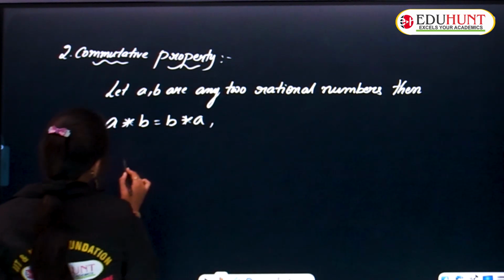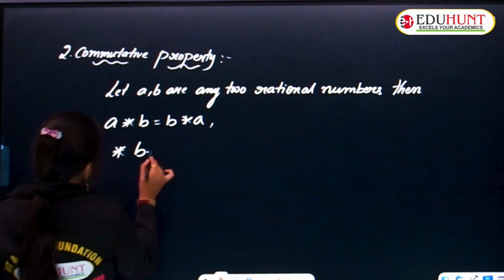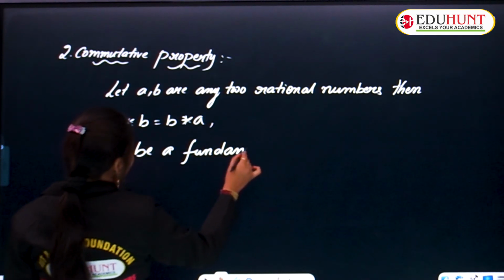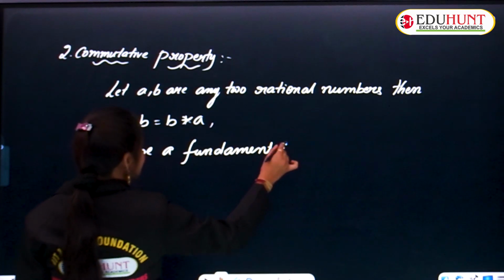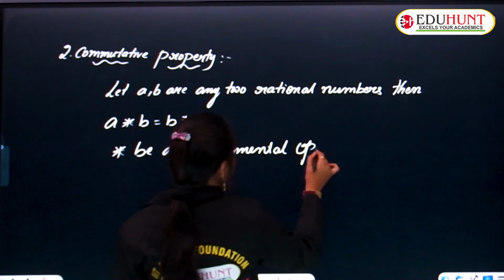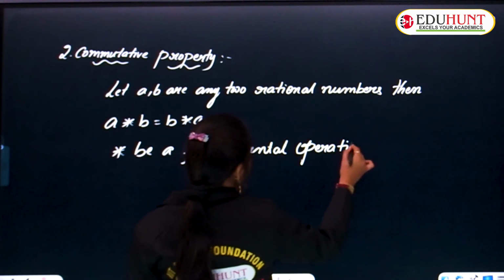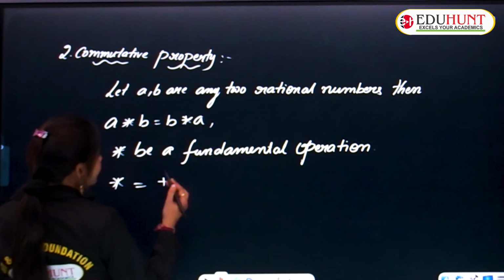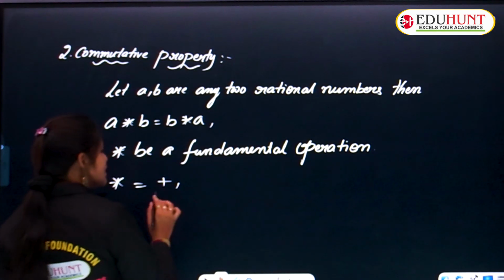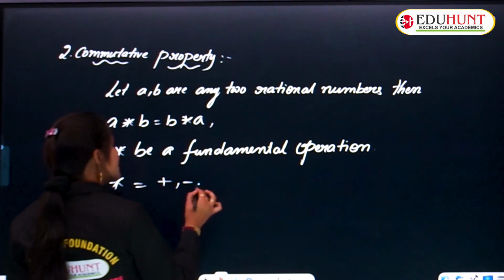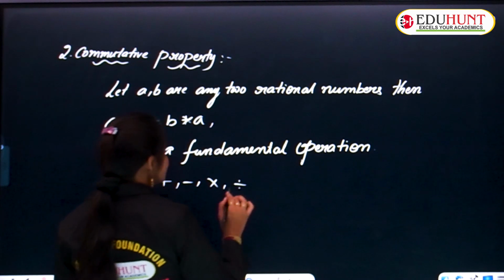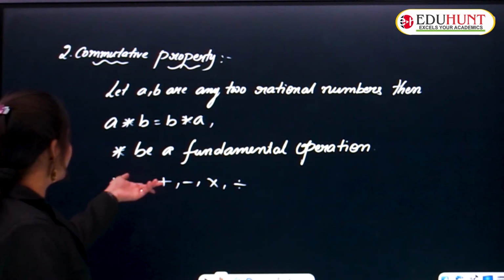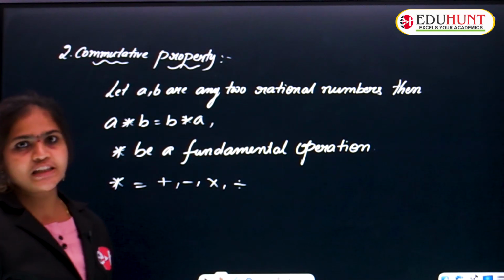And here star is a fundamental operation. And here what values can we take for star, ma? Which fundamental operations can we take here? Addition, subtraction, multiplication and division. Here also they gave only addition and multiplication, no? So we will discuss addition and multiplication.